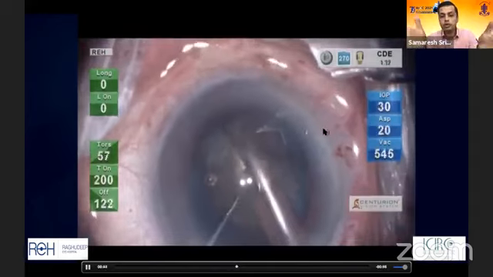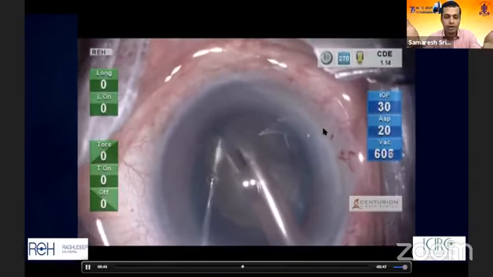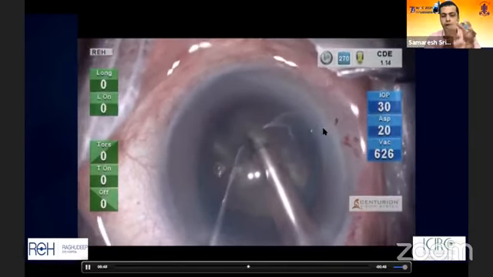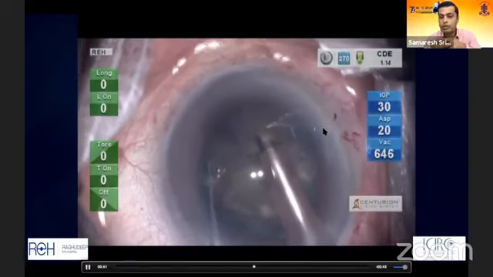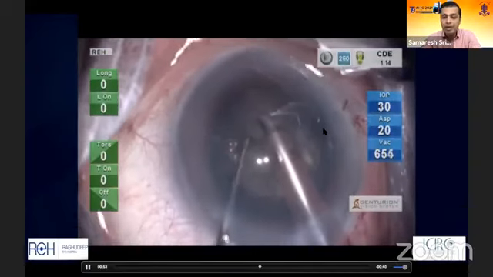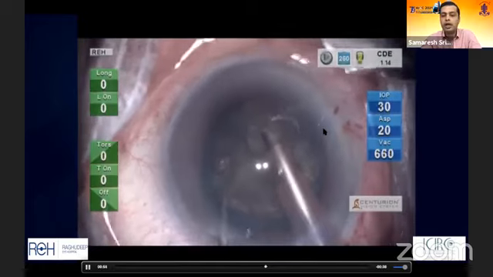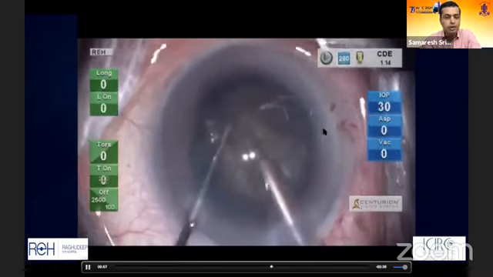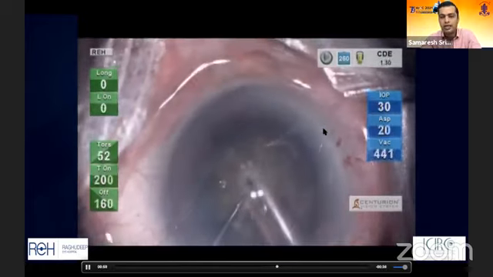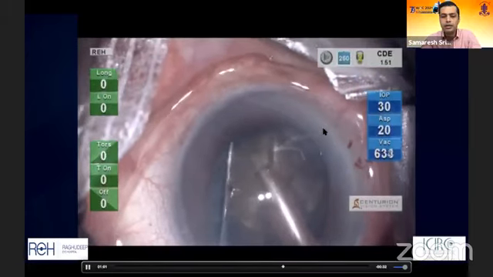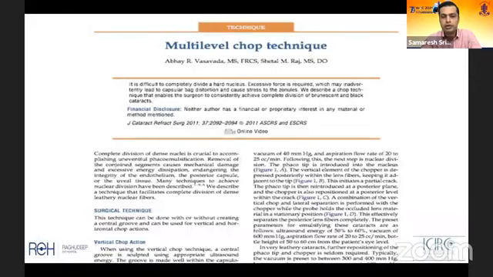There was no post-occlusion surge, which is a classical problem when you're chopping a dense cataract. The moment your occlusion breaks, your entire chamber tends to collapse, which is not what happened. And we also use the multi-level chop technique to a great advantage to be able to divide the base plate, because until you divide the plate in a black cataract, it's highly unlikely you'll be able to take out the cataract quite intelligently in a better fashion.